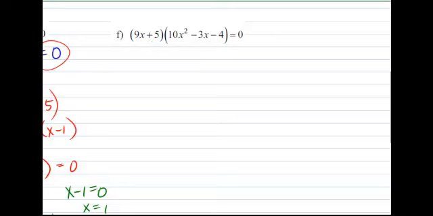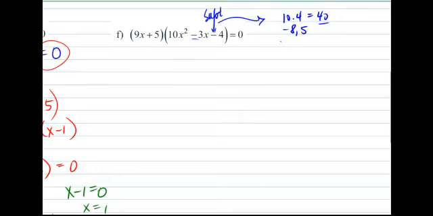Okay? The second trinomial, I'm going to come over here and factor this off to the side. I'm going to use grouping. So 10 times 4 is 40. Remember, this second sign tells me to subtract. So what are the factors of 40 that subtract to give me negative 3? Well, I believe that would be negative 8 and 5.